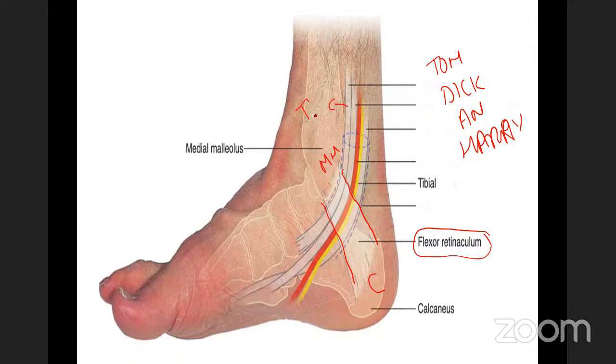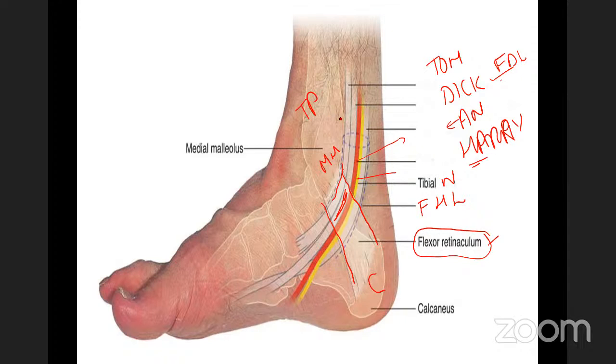Now Tom stands for tibialis posterior tendon. So this is the tibialis posterior tendon. D stands for flexor digitorum longus. A stands for artery, which artery? Posterior tibial artery. N stands for nerve, which is the tibial nerve. H stands for flexor hallucis longus. So these are the structures passing inside the flexor retinaculum. The mnemonic for that is Tom, Dick and Harry.